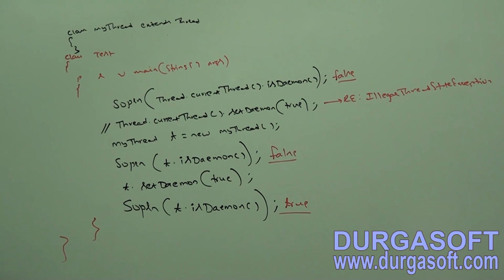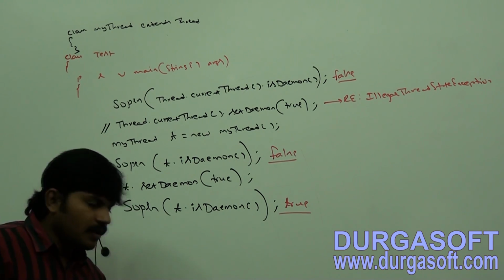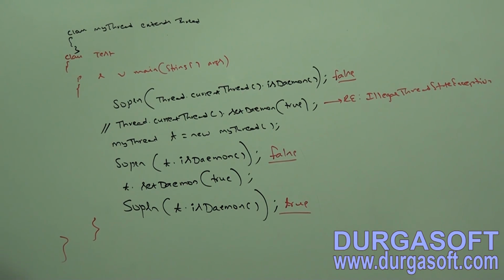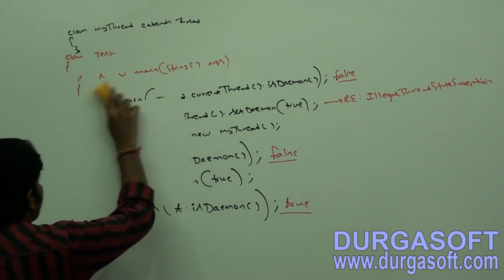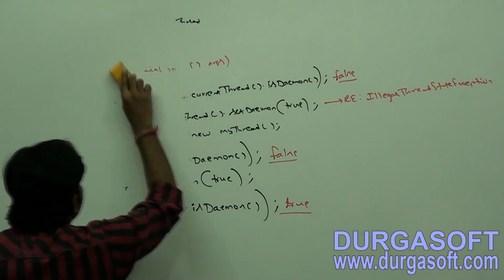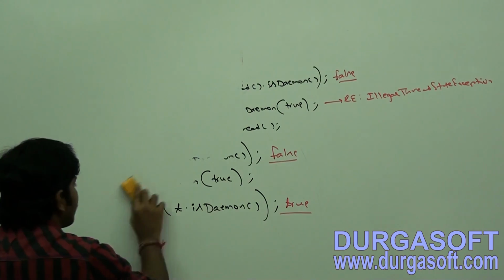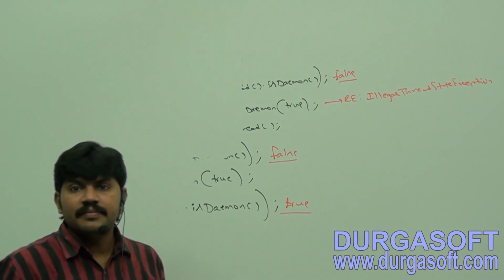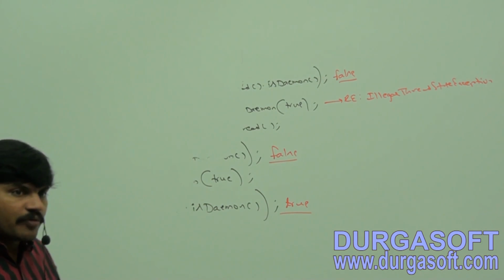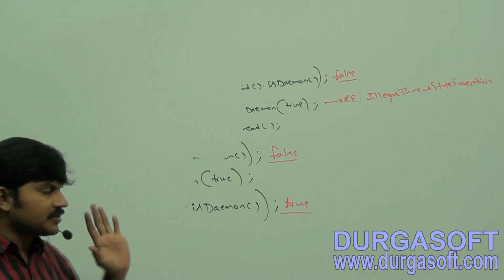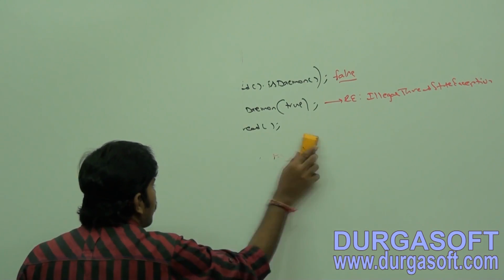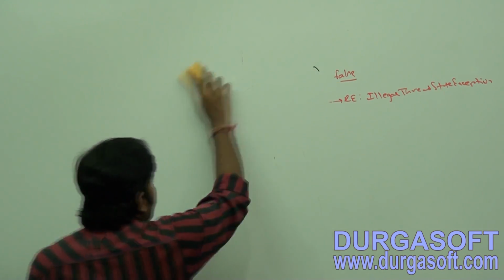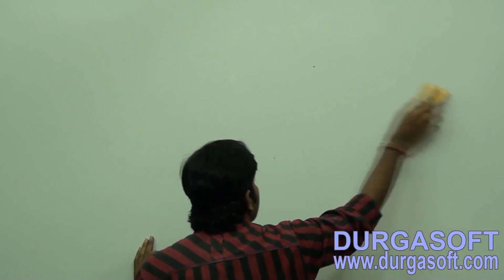Next, only one point, the last point about the Daemon thread. Let me explain this point. Can you tell me what is the purpose of a Daemon thread? To provide support for non-Daemon threads. The best example is the main thread: to provide support for the main thread, the garbage collector is there.